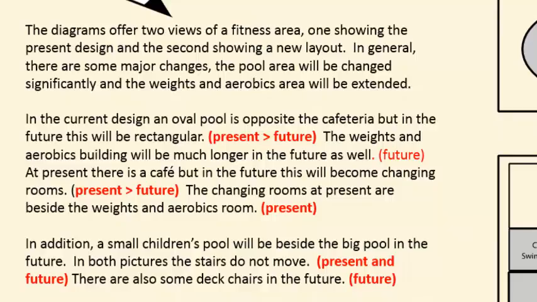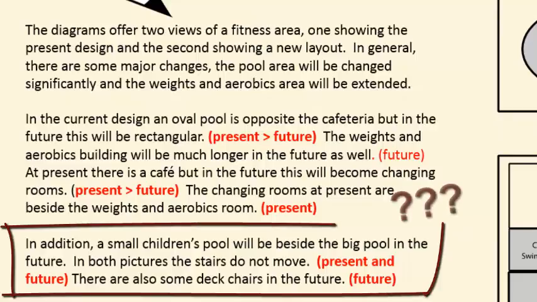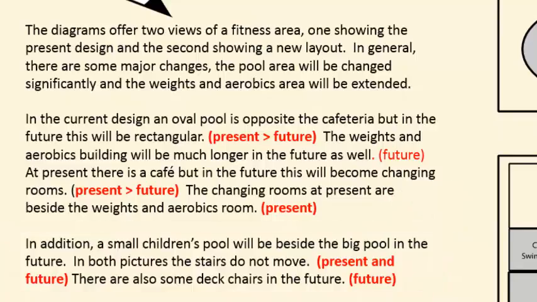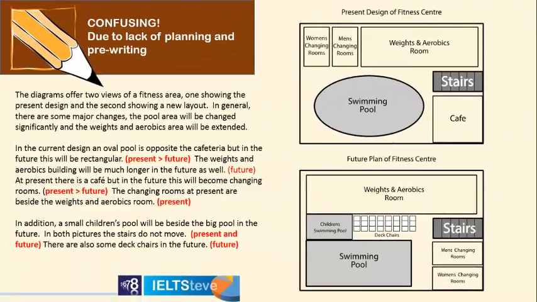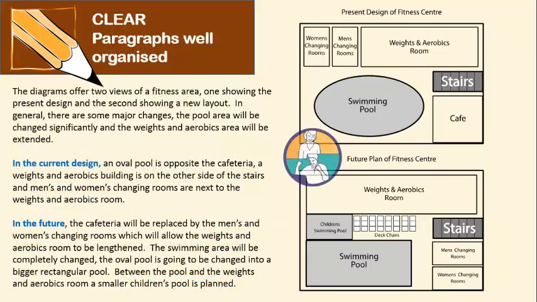And then there's another paragraph. It almost seems like the person has just realized, oh yeah, there's some other things I must mention. And that's probably what's happened. This is really due to a lack of planning in the pre-writing stage. Don't write like that. Instead, look at this nice, clear organization.